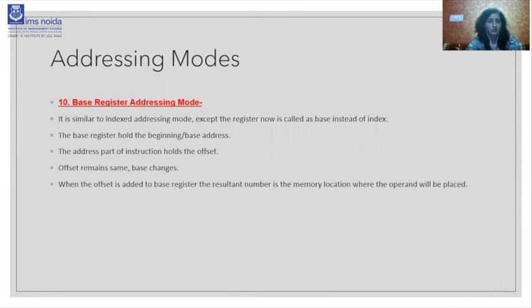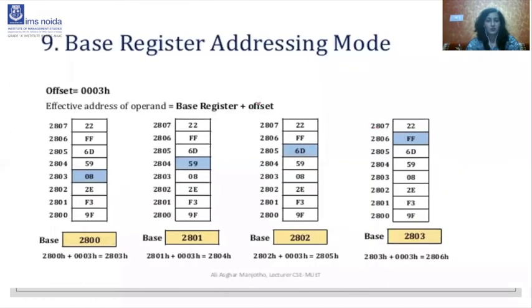As you can see, this is similar to the index addressing mode, except that the register is now called the base instead of index. This is the difference between the index addressing mode and the base register addressing mode. This is the example of base register. What is the formula for the effective address? Base register plus offset address. Here we are assuming the offset address is 003H, a hexadecimal value.